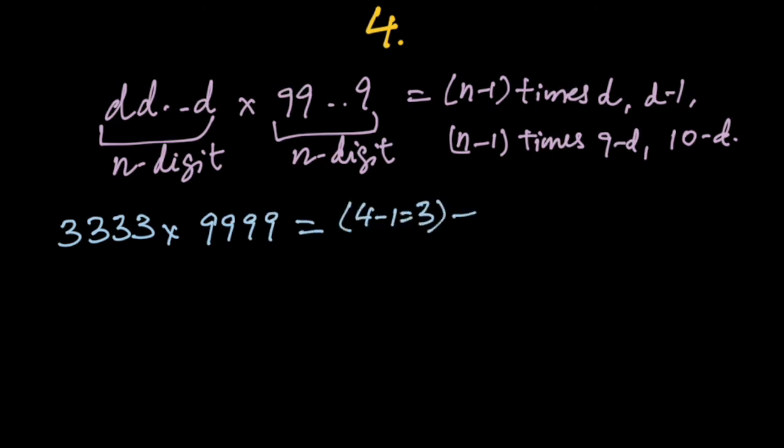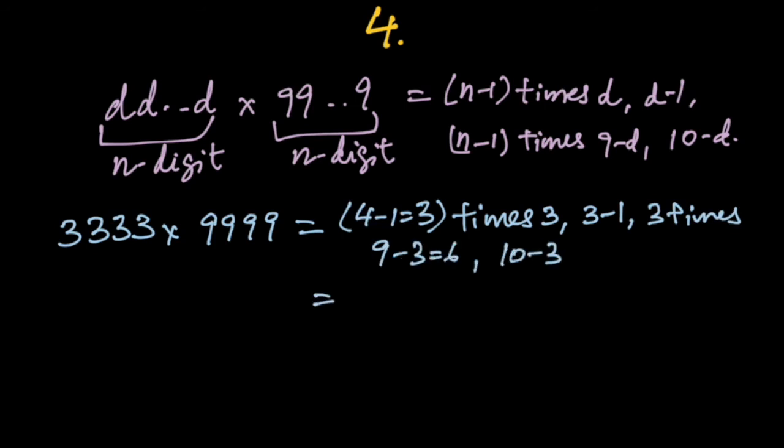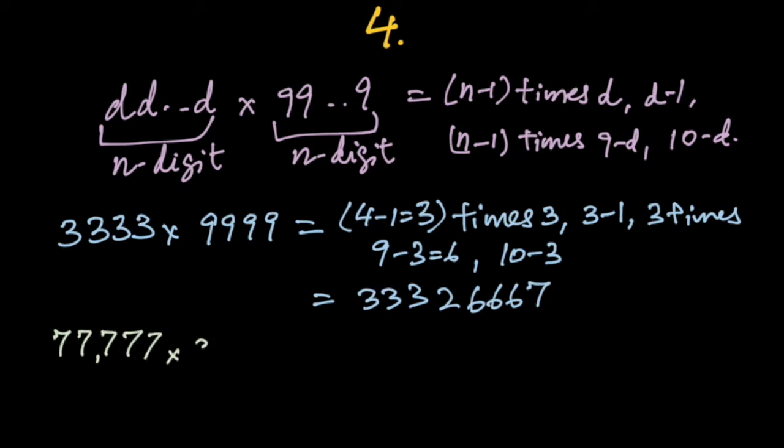We will write 3 times 3, then 3 minus 1 is 2, then 9 minus 3 is 6, so 3 times 6, and then 10 minus 3, which is 7. So 3 times 3, 2, and then 3 times 6, and then 7. Now in the next example we are multiplying 5 7s by 5 9s. So it is a 5-digit number.